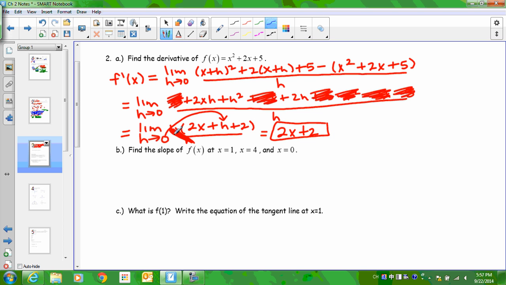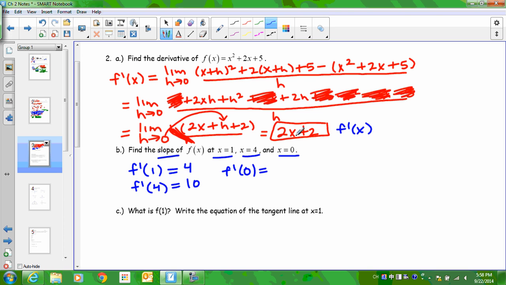Now to find the slope at these x values, you're going to use your derivative, f prime of x, and you're going to go f prime of 1. That would be 2 times 1 plus 2. That'd be 4. F prime of 4. That would be 2 times 4, which is 8, plus 2, which is 10. And f prime of 0 would be 2 times 0, which is 0, plus 2.